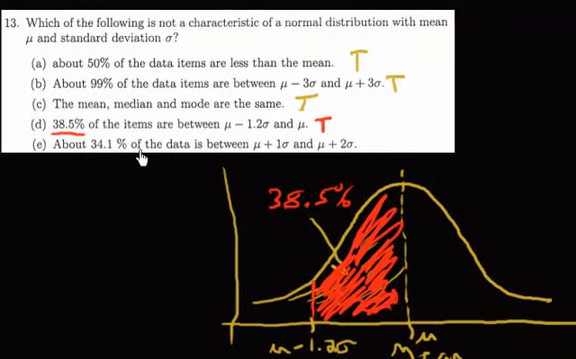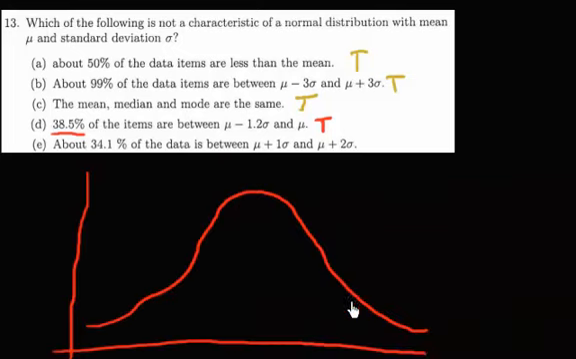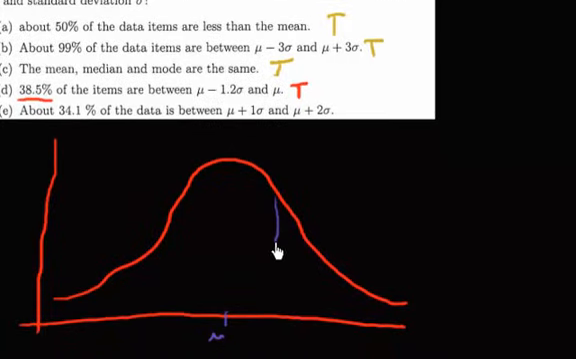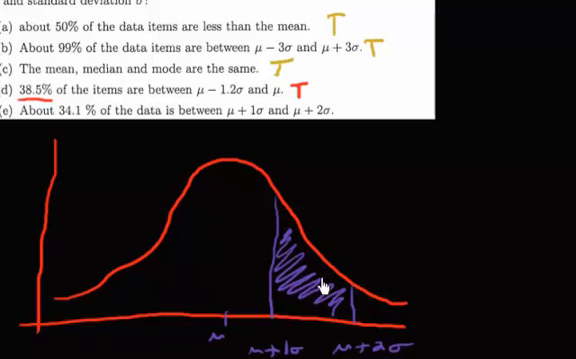About 34.1% is between mu plus 1 sigma and mu plus 2. Okay, let me clear this off. Now mu is going to be in the middle. What we have is mu plus 1 sigma, and then here, which is mu plus 2 sigma. And I want this percentage in here. So the way we do it is we find the percentage between mu and this number, and then subtract it from the percentage found from mu to this number.